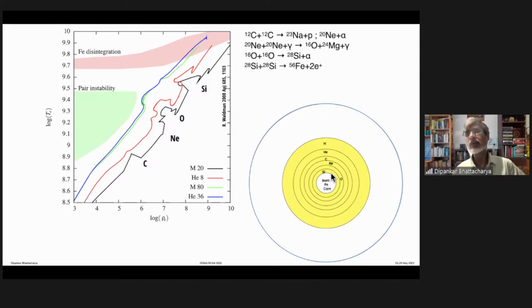But as more and more material, iron, gets added to the iron core, it gets squeezed further and further. The role of degeneracy pressure keeps increasing. But since there is nothing stopping it, the mass will keep getting added. And at some point, the inert iron core will exceed the Chandrasekhar limit. And once it exceeds the Chandrasekhar limit, there is no support that is available against gravity. Because gravity has won over now the degeneracy pressure support as well as thermal pressure support.